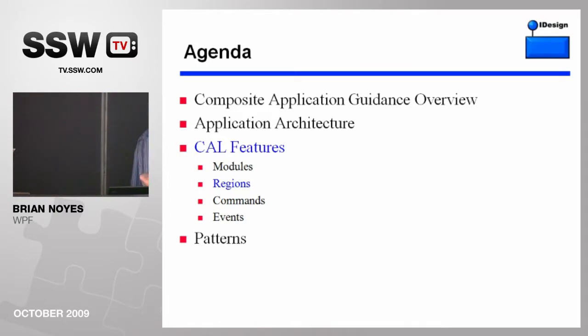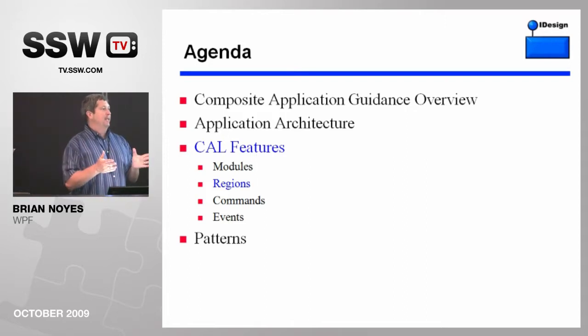Once you try to add 2 modules to the same region... I couldn't quite hear that. Once you try to add 2 modules to the same region, would that be like a design time or runtime error, or would that actually be a compiler error? So the question was, what happens if you try to add 2 modules to the same region?